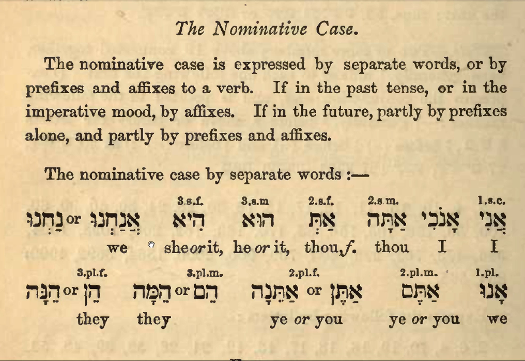In the plurals, we have the first person, plural, common gender. Anachnu, we, or a shortened version of it, nachnu. And a third version of it, anu. All of these meaning we. You all, you plural, attem. Notice the dagesh here, attem.